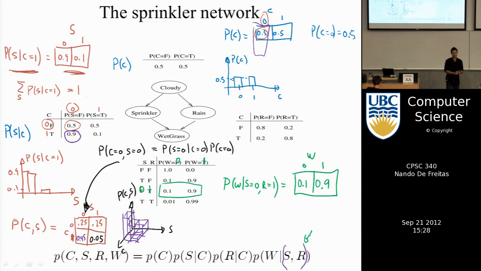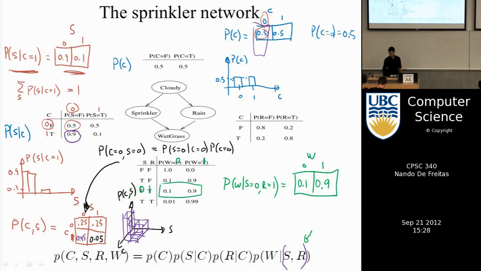We will learn how to learn these numbers automatically from data. You record data every day. You measure whether the grass was wet, whether it rained, and so on. And from that, you will learn these numbers automatically. That's going to be the learning part. But before we do learning, because learning requires inference, we will first learn to do inference. So the rest is manipulation.